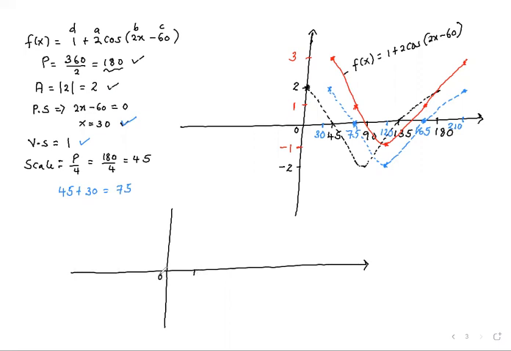I have 0. Then I have 45. Then I have 90. Then I have 135. Then I have 180. Then the amplitude 2, and then -2. So the first graph, of course, I'll have this. Then the next one, I'm now doing the horizontal shift.